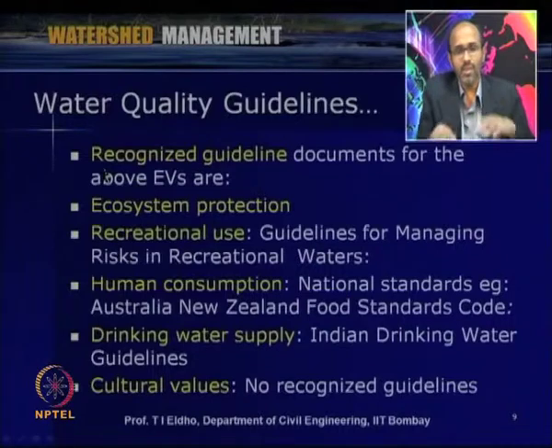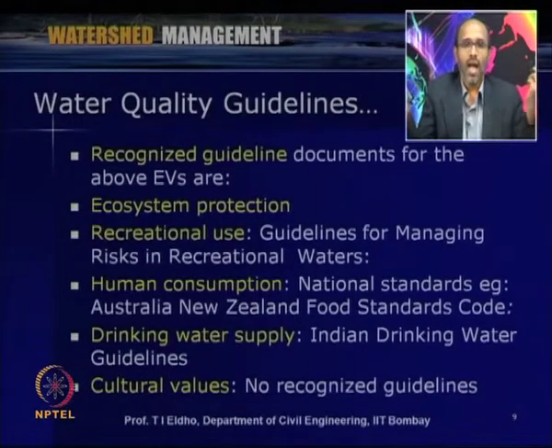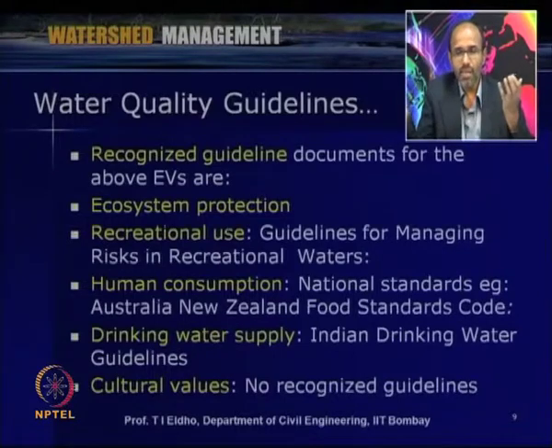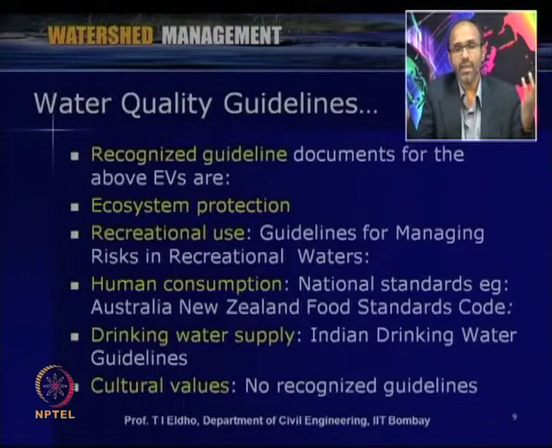As far as water quality guidelines are concerned, we have to come up with rules, regulations or laws. We have to come up with documents for the various usages or various sectors. And these should come from authorized agencies like pollution control boards or other government agencies, so that they can be strictly implemented as far as the various environmental values or guidelines are concerned.